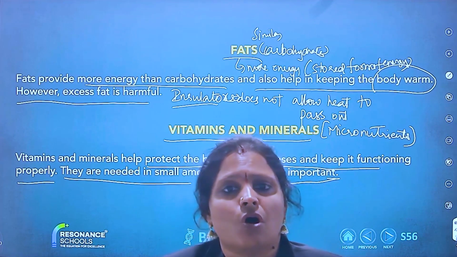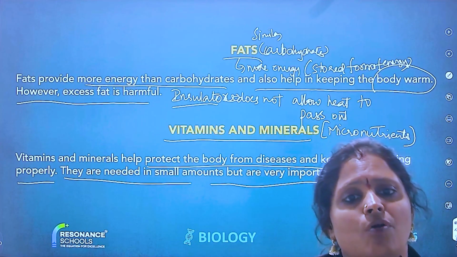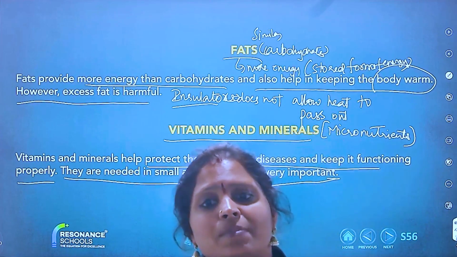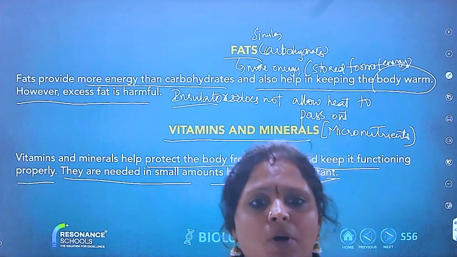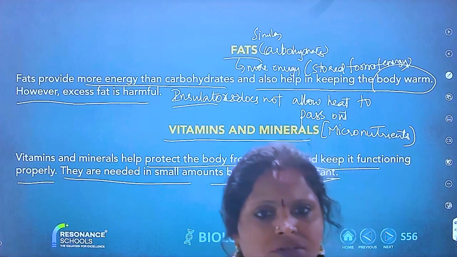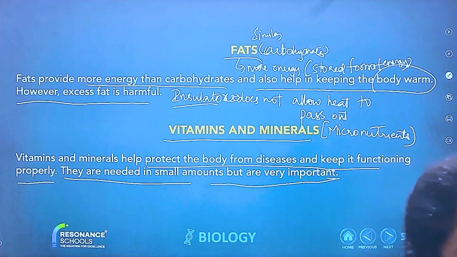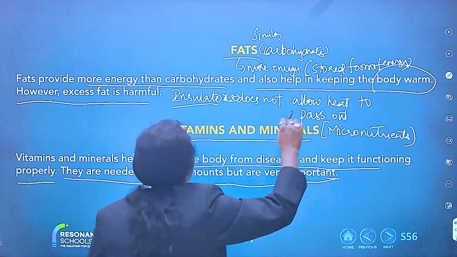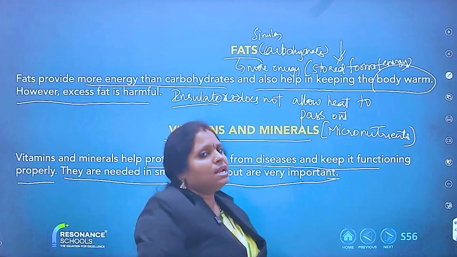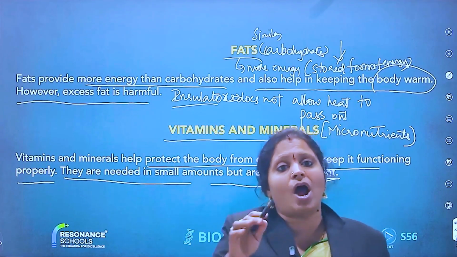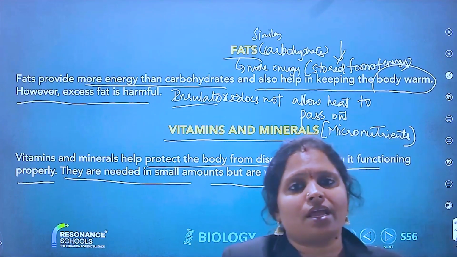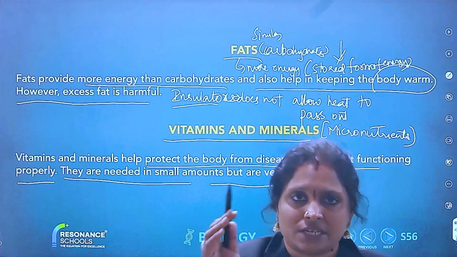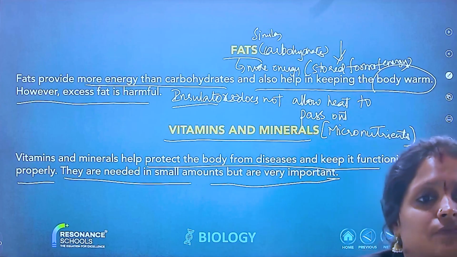So fats are the stored form of energy. Fats store more energy than carbohydrates, and they also help in keeping the body warm. Got it? So if fats give more energy, why don't we keep fats first? They are the stored forms of energy, I am telling you. Instantly, which one will be released? Carbohydrates will be released instantly; fats will not act. Carbohydrates are released first. That is the reason carbohydrates are kept first, followed by fats.